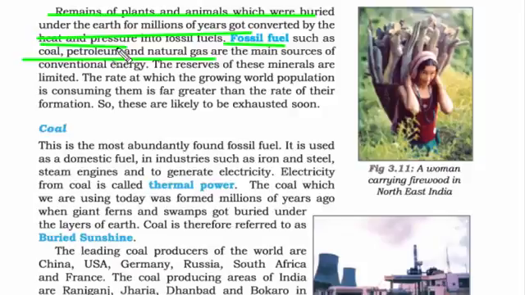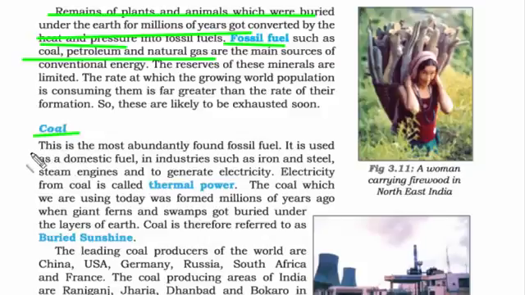So this is totally an evolutionary process. When there were new land formations, a lot of changes took place. A lot of plants and animals got destroyed. And over the years, these dead remains of plants and animals got converted into fossil fuel with the help of heat and pressure. And the next conventional energy is coal.